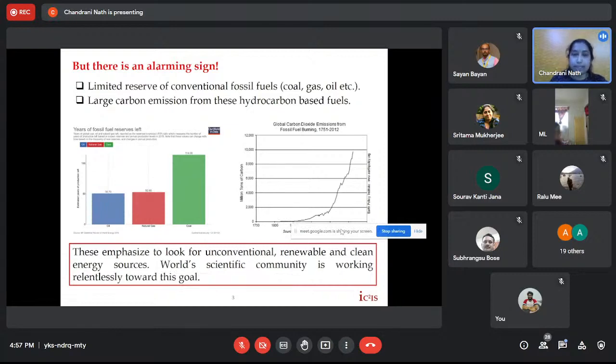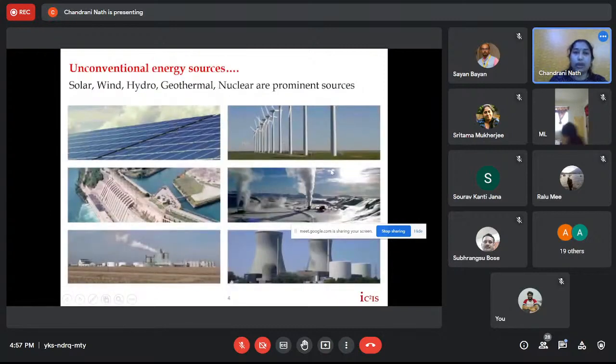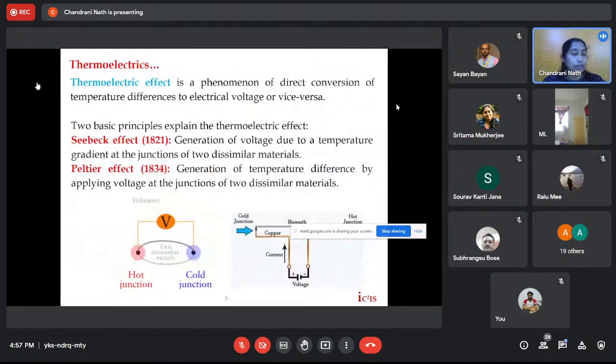So what are these? Let's see. There are certain unconventional energy sources that we get from our nature, that come from our sun in the form of solar energy, from wind, water, geothermal energy, nuclear energy, which are clean renewable sources and don't pollute the environment. So next, coming to today's topic, we'll be talking about thermoelectrics. These are materials that work with the phenomenon of the thermoelectric effect.